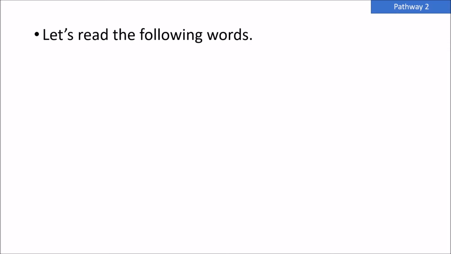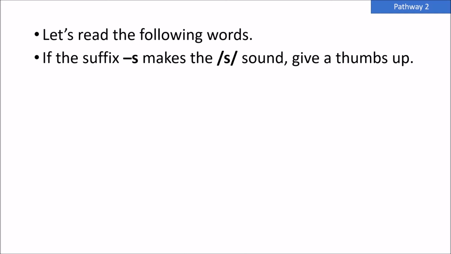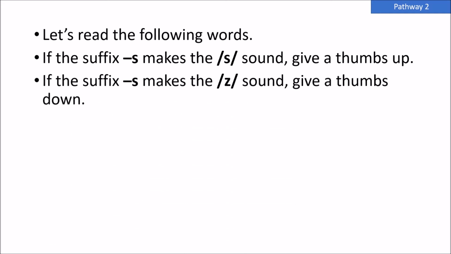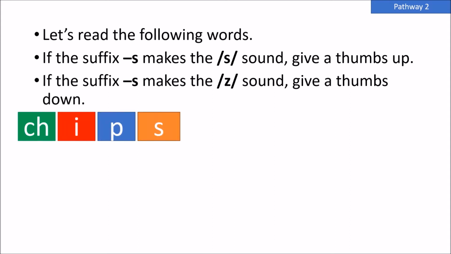Let's read the following words. If the suffix s makes the s sound, give a thumbs up. If the suffix s makes the z sound, give a thumbs down. The first word is chips. If you gave a thumbs up, you are correct, because the suffix s makes the s sound in the word chips.